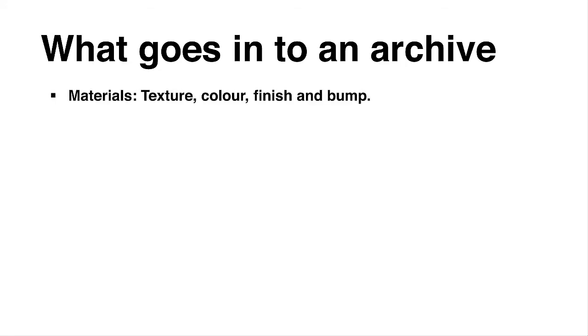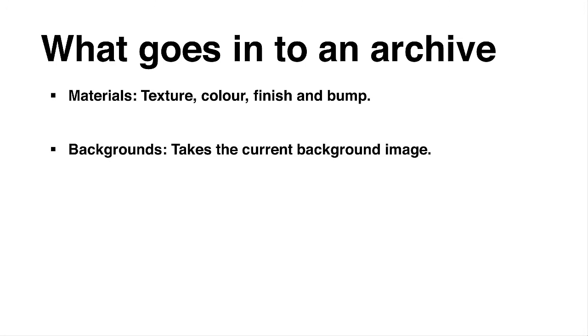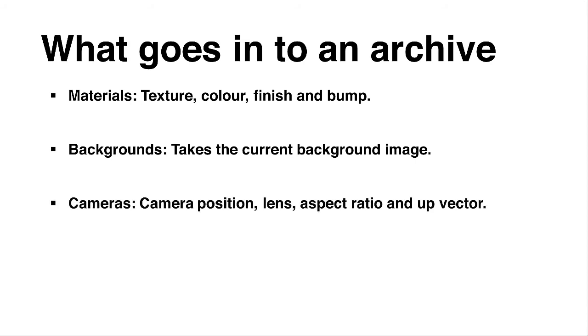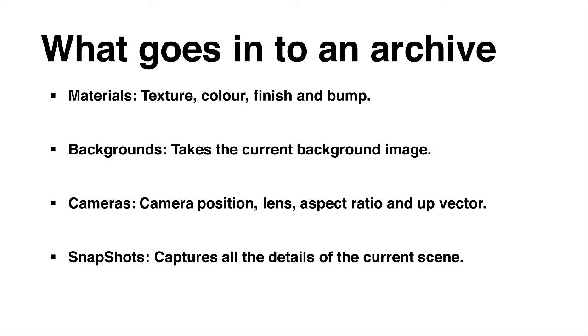A material archive captures the same information as would be found under the red heading Materials under the Materials tab. This includes a texture, colour, finish and bump. A background archive stores the image used as a backplate to the scene. A camera archive contains the details of the lens, aspect ratio and up vector of the model. A snapshot archive works in the same way as clicking the snapshot button, capturing all the details of the current scene.